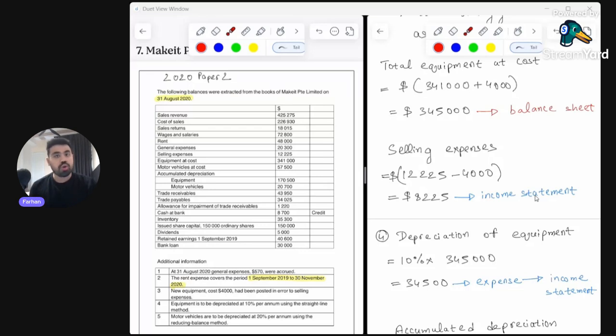Today, our practice question is from 2020 Paper 2 Past Exam. In this question, you are required to prepare the income statement and the balance sheet, which is now known as the Statement of Financial Performance and the Statement of Financial Position. Our main focus for today's lesson is to prepare the income statement and understand all the workings that are involved.